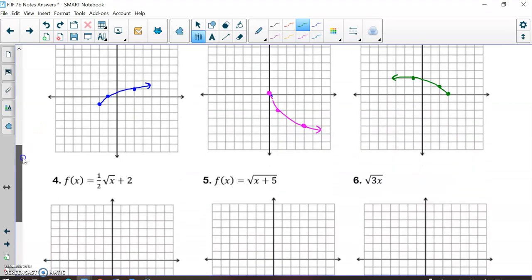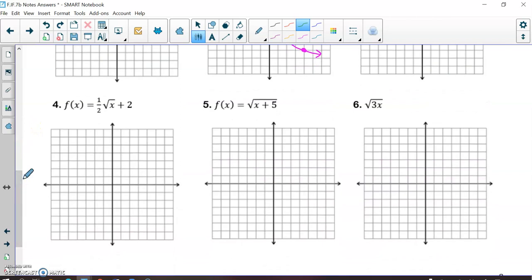All right. Looking at the next one here, now again I'm going to draw my parent function. There we go. All right. So now we're first going to do the vertical compression here of 1/2. So my (0, 0) stays. But now instead of going up 1 and over 1 to get to my next point on my parent function, I'm actually going to go up 1/2 and over 1.